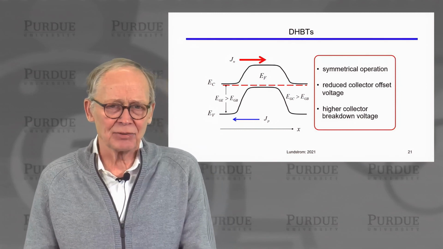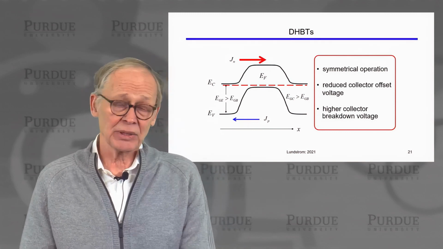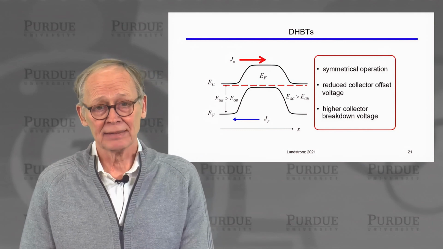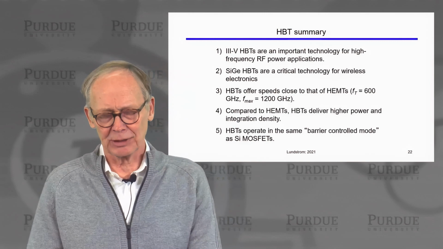We don't get an offset voltage from the origin, which we can in the single heterojunction device. We can also get a higher breakdown voltage from the collector because it has a higher bandgap semiconductor. So there are advantages in using double HBTs as well.